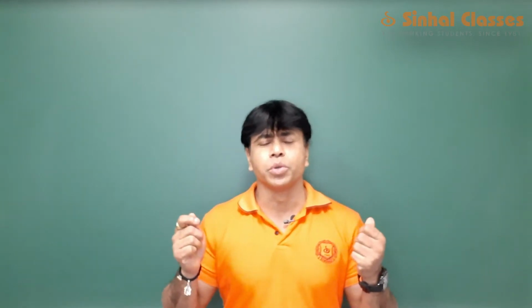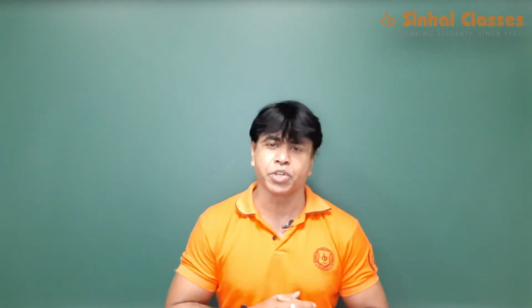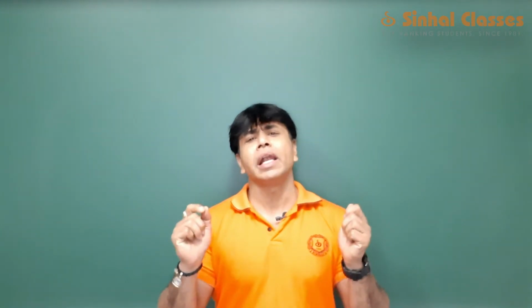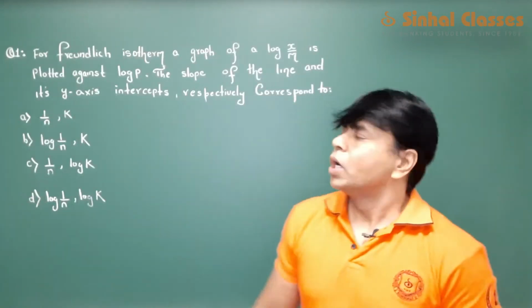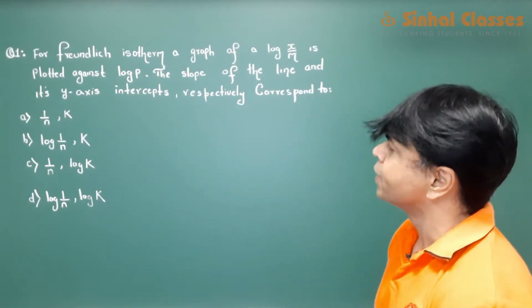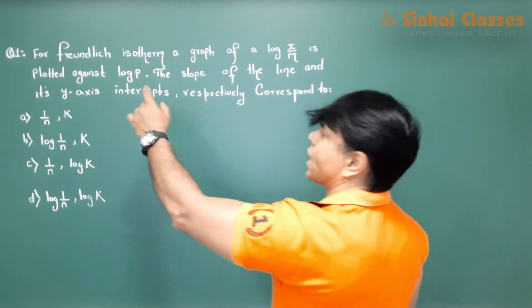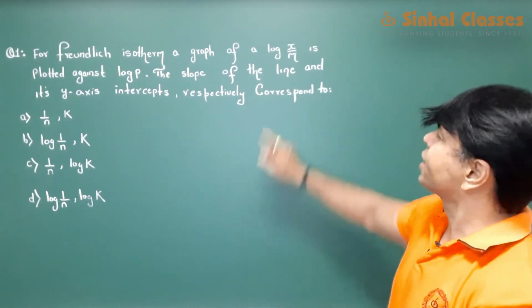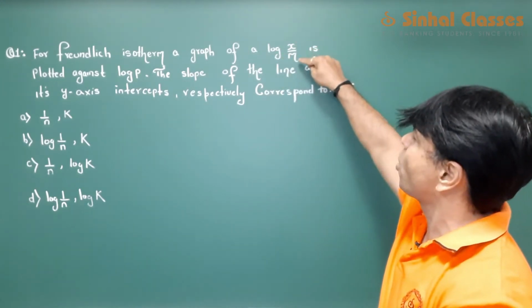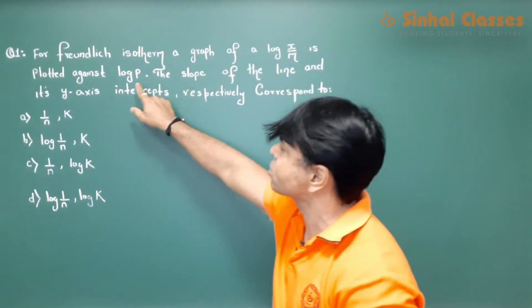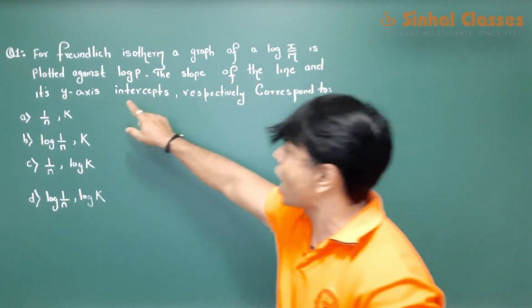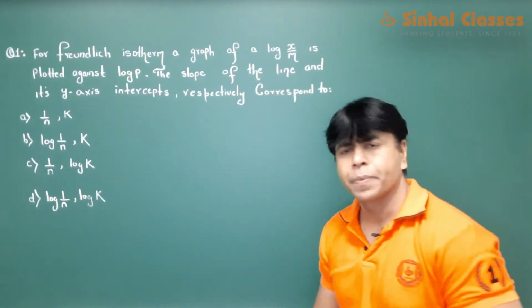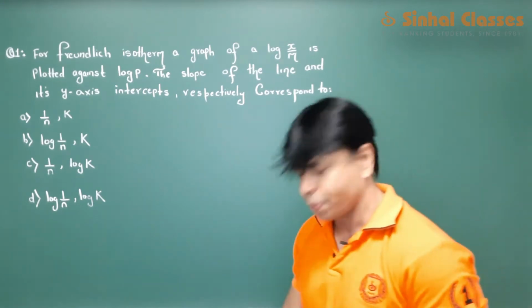The topic which we are going to do today is surface chemistry. Let's have a look at some of the very interesting questions with respect to this topic. Okay student, have a look at this question. It says for Freundlich isotherm, a graph of log x upon m is plotted against log p. The slope of the line and its y-axis intercept respectively corresponds to.